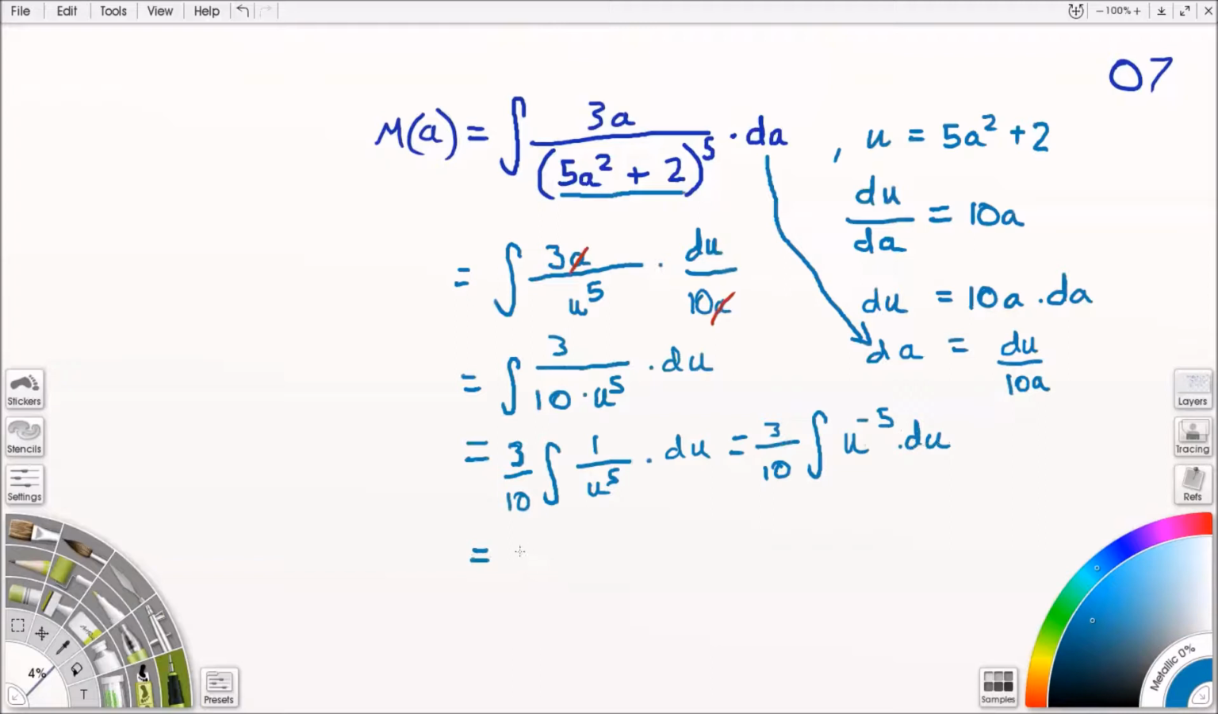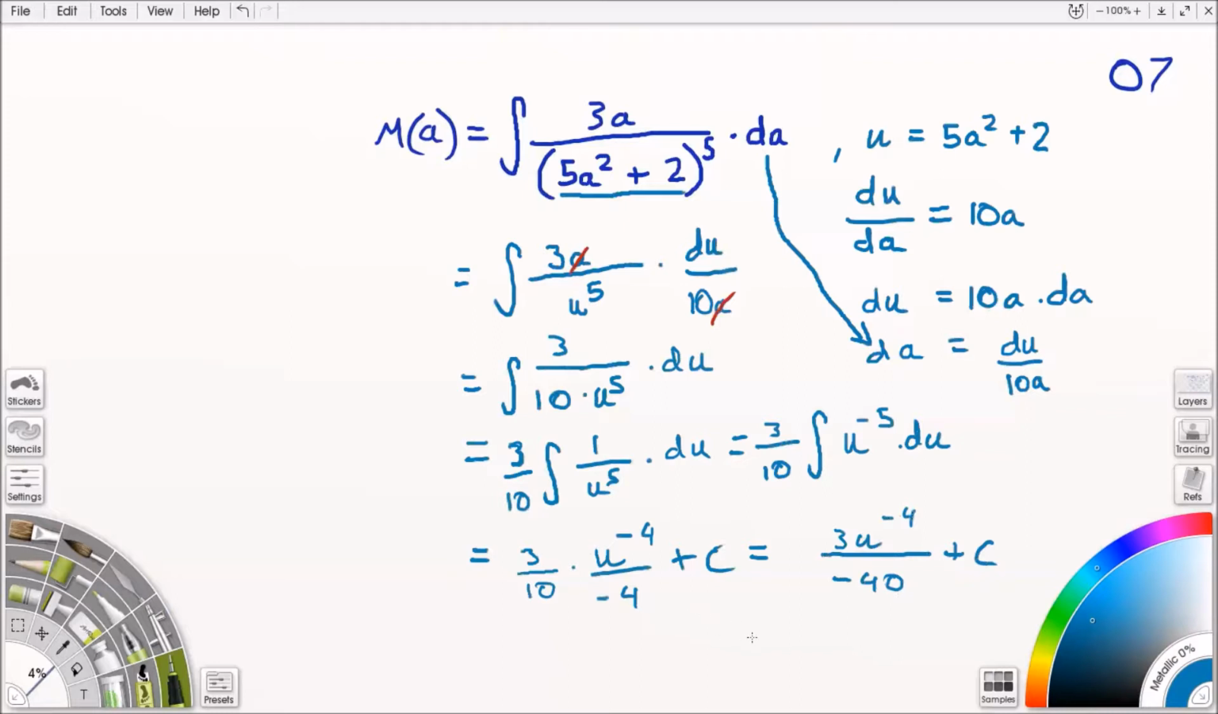And now when integrating it, we can now say that 3 to 10 times u^-4 over -4 plus C. The du, since we integrated with respect to it, it gets rid of the du, which leaves us with the constant of integration, which now we're just simplifying. So we have 3 over -40 plus C.